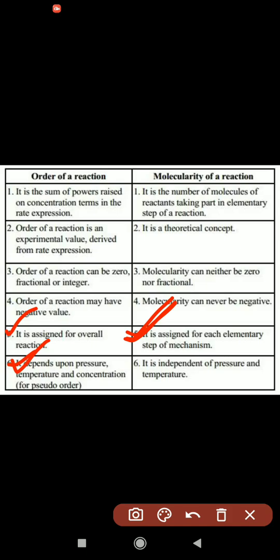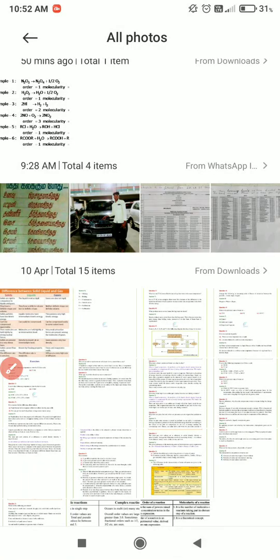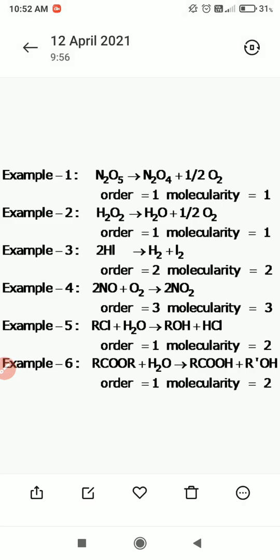Next, molecularity is independent of pressure and temperature. That means it does not depend on pressure and temperature. It depends only on the number of reacting atoms or molecules in the reactants.